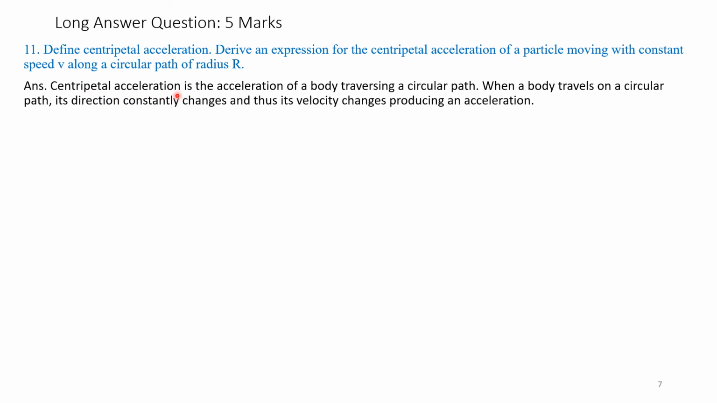Centripetal acceleration is the acceleration of a body traversing a circular path. When a body travels on a circular path, its direction constantly changes and thus its velocity changes, producing an acceleration. Please see the figure here. This is a body moving along a circular path. O is the origin or center of a circle and theta is the angular displacement, the angle of displacement.